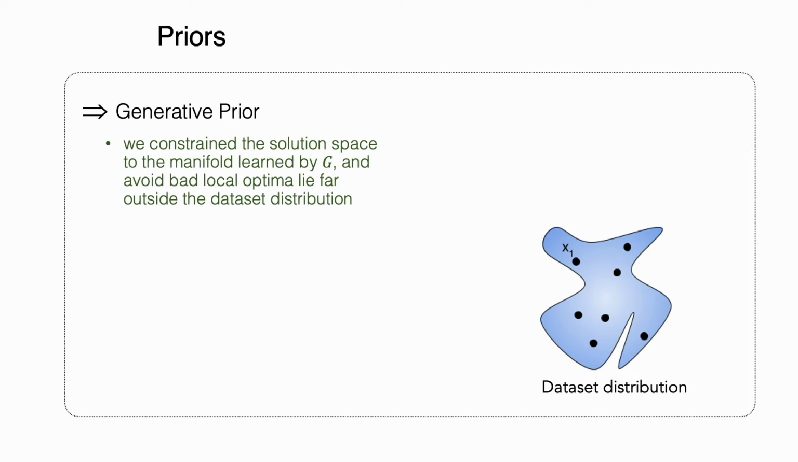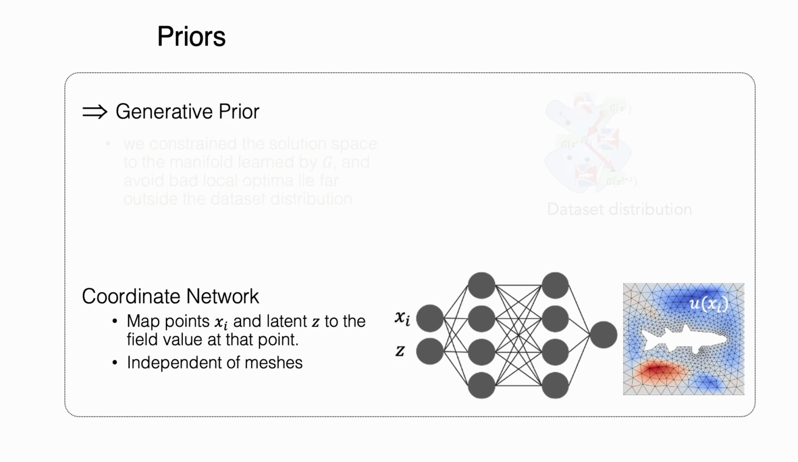For the prior network, we use a generative model to learn the dataset distribution. We constrain the solution space to the manifold learned by the prior and thus avoid bad local optima lying far outside the dataset distribution. We use a coordinate network as our generative prior. For each field distribution, there is a corresponding latent code Z. The prior network maps a point X and this latent code Z to the field value at that point. In this way, we can query the field value at any point in space, hence making the prior network mesh independent.